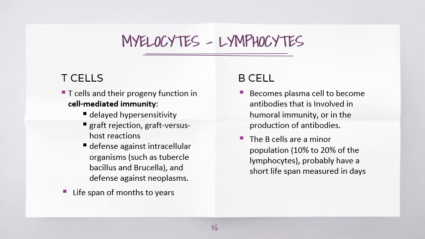So let's differentiate T and B cells. Actually, your lymphocytes are really the backbone of your immune system, your acquired immune system. T cells and their progeny function in cell-mediated immunity. T cell has lots of sub-brackets. You have a CD4 helper cell, a CD8 cytotoxic cell, and you have an NK cell, the natural killer cell.